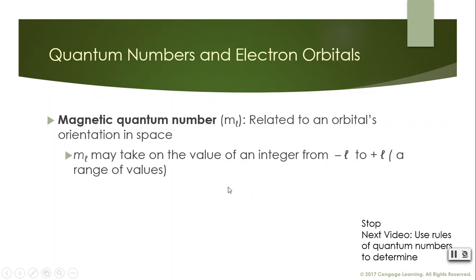So those are the rules for determining those three quantum numbers and what they relate to. In the next video, we're going to talk about how to use those rules to determine specific values of those quantum numbers for particular atoms.